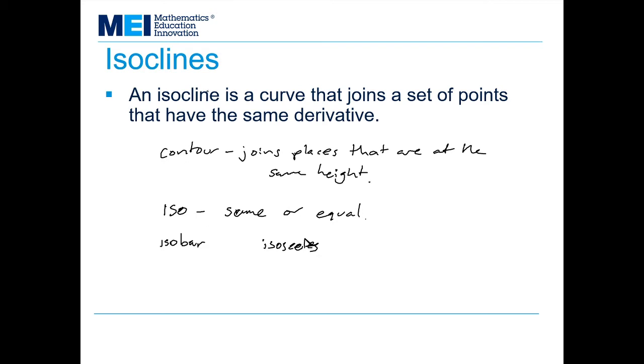So isocline is literally joining points that have the same incline or gradient. So all of the points that have the same derivative, you can join them with an isocline. Let's have a look at an example.